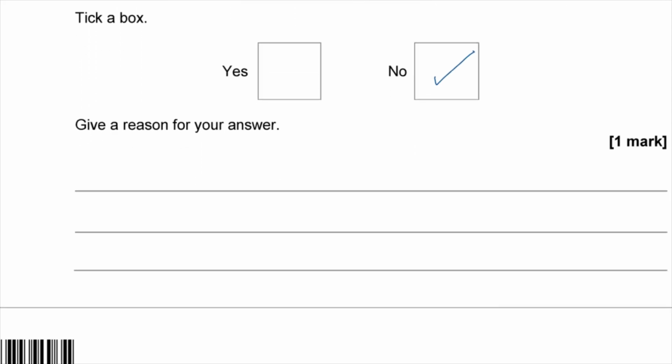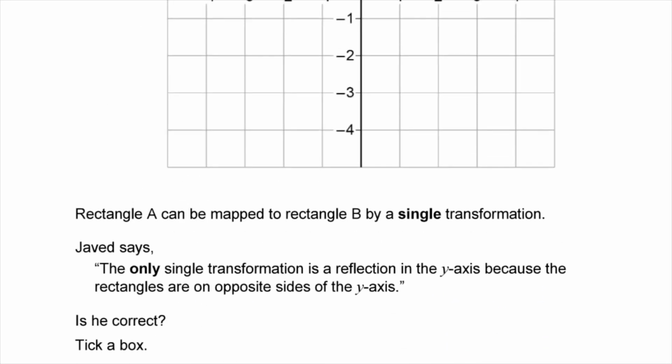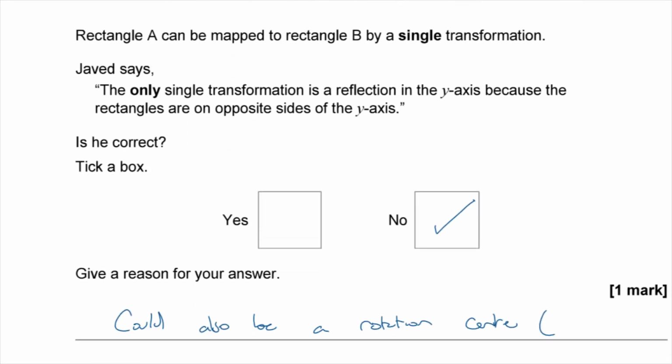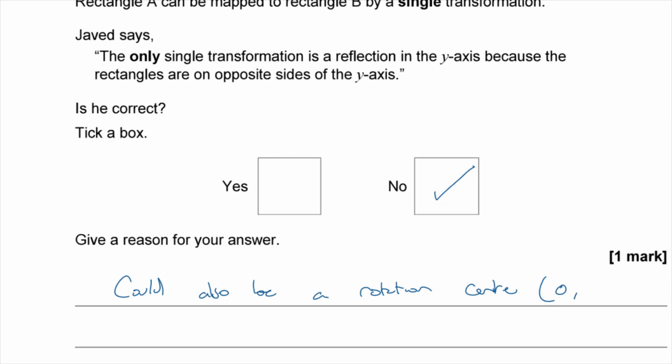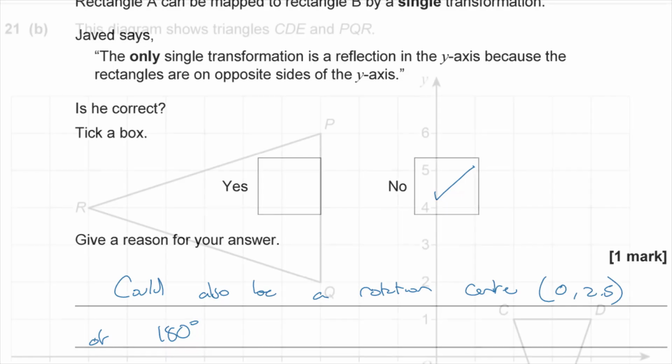So either one of those is given. So it could also be a rotation, center, what was the center point? 0, 2.5, of 180 degrees. Don't have to give a direction when it's 180, or like I say, it could be an enlargement as well, but one is enough.